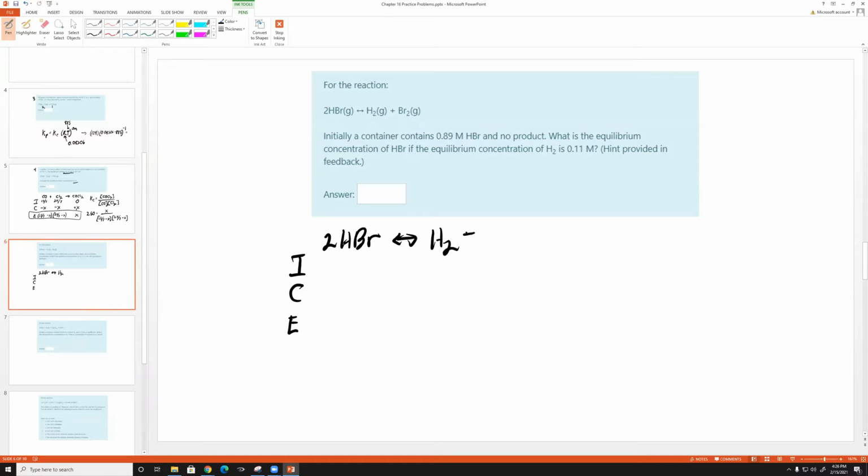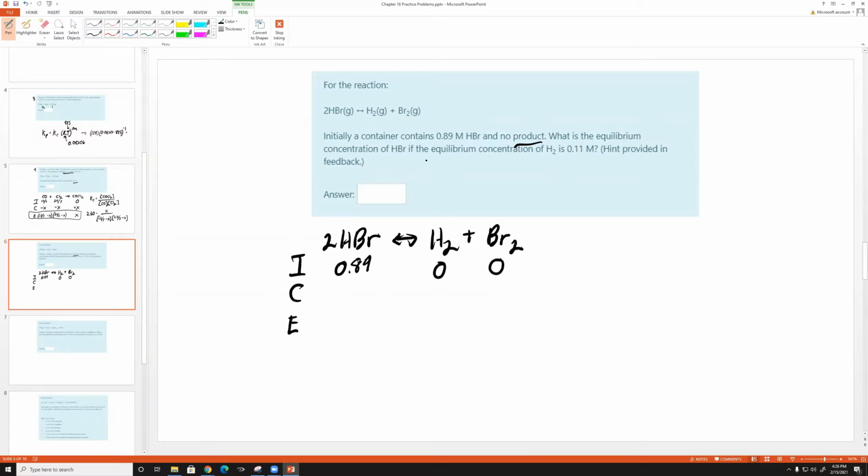So here they don't give you the equilibrium constant, but they give you the equilibrium concentration of one of the reactants or products. So let's just solve it like we normally would. Initially, the concentration of HBr is 0.89. And then all the products are going to be 0, because it says initially a container contains, and it says no product. Sometimes they might not even say no product, but if they say initially it contains only one thing, you can assume the products are 0.